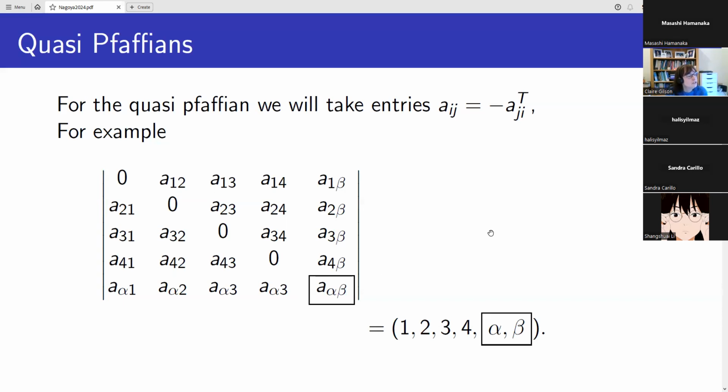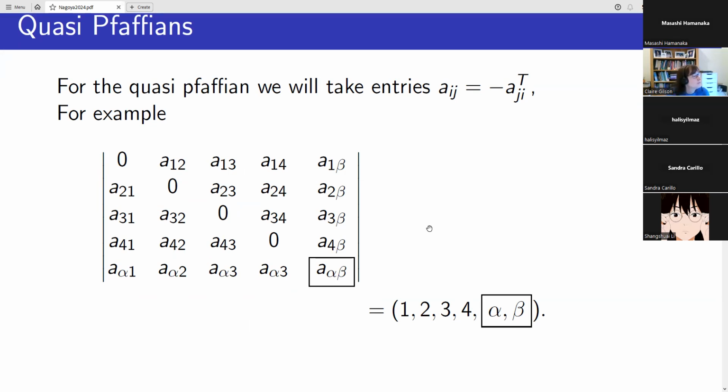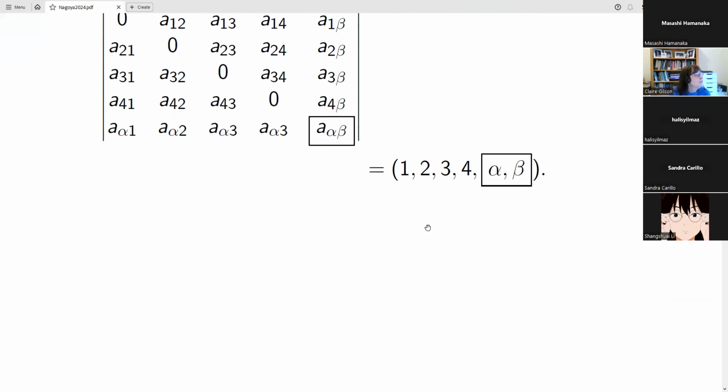So my notation is basically here, I'm boxing this alpha in the box represents the label in the last row, and the beta represents the label in the last column. If I do this, I actually get a nice candidate for a quasi-Pfaffian. Okay.